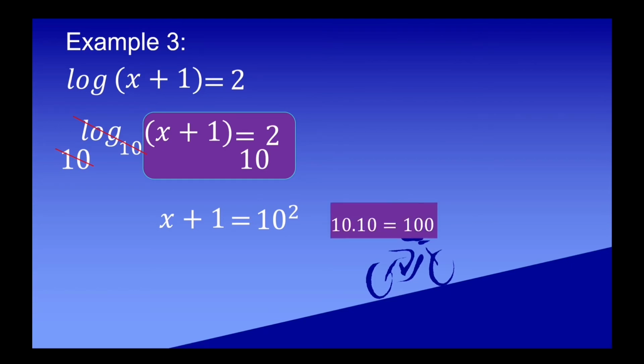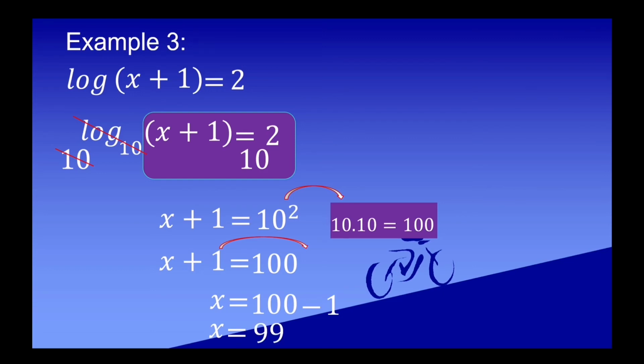But 10 squared is 10 times 10. We multiply the base twice, that is 100. So x plus 1 is equal to 100. Transpose positive 1, it becomes negative 1. Then x is equal to 100 minus 1, which is 99. So the value of x is equal to 99. So for the logarithm of the quantity x plus 1 equal to 2, the value of x is 99.